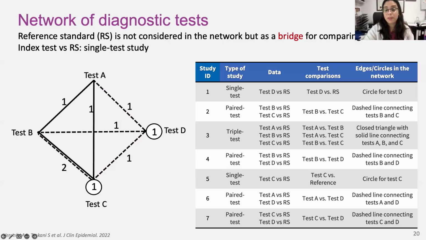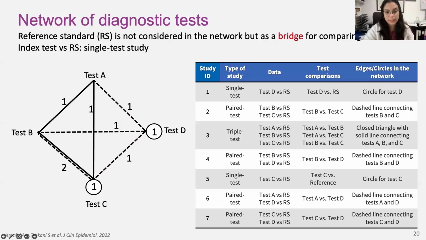And then the third study, we can see that it is a triple test study and evaluates tests A, B, and C according to the reference standard. So this study in the network is represented by a solid line connecting tests A, B, and C. And as you can see, studies of any design can be used in the diagnostic test accuracy network meta-analysis. So even single test studies, in contrast to what we include in networks of interventions, can be included in this network.